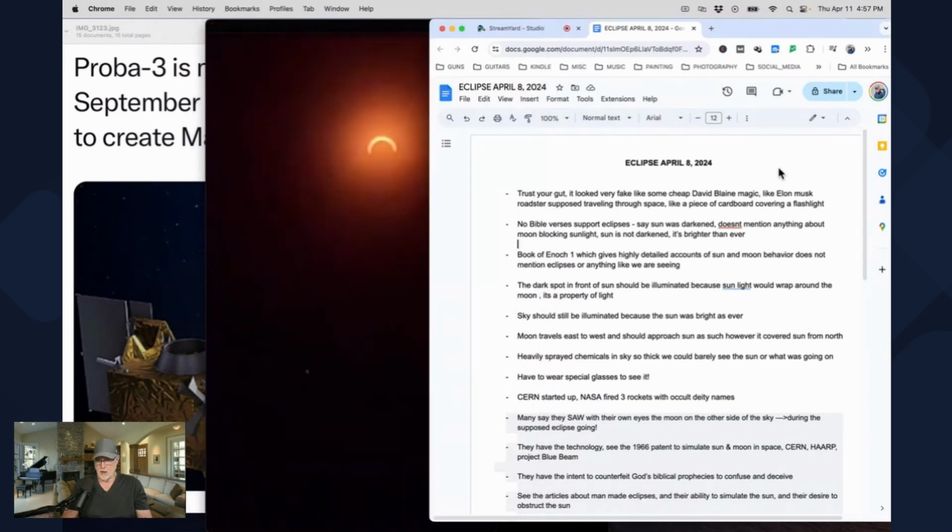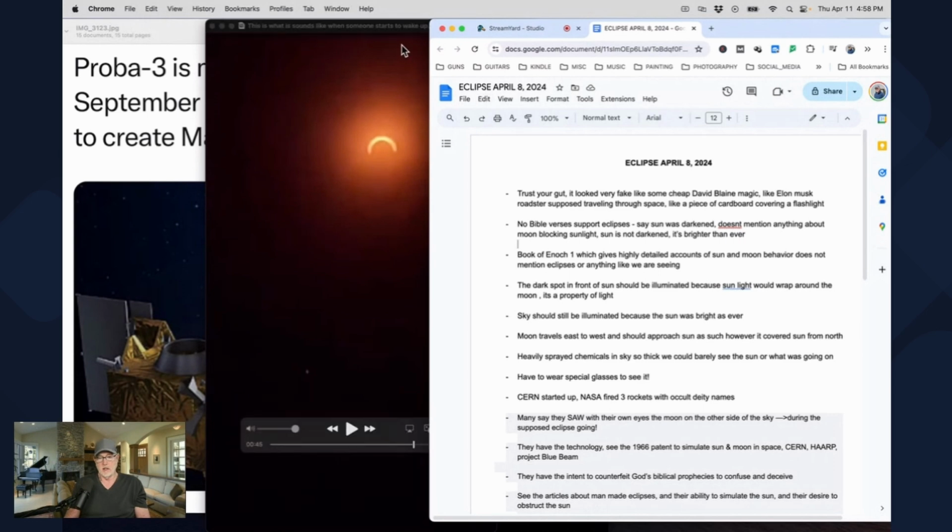That's what it kind of looks like to me. So the other thing, I was looking to see what the Bible has to say about eclipses. And I noticed that there really aren't any Bible verses supporting eclipses per se. The Bible verses that I found all said that the sun was darkened, but it doesn't mention anything about a moon blocking the sunlight.